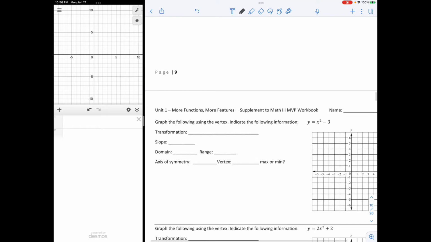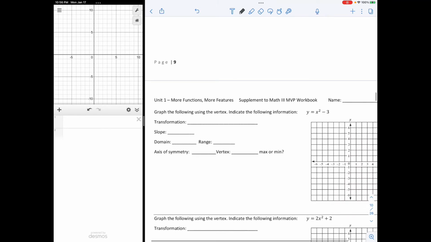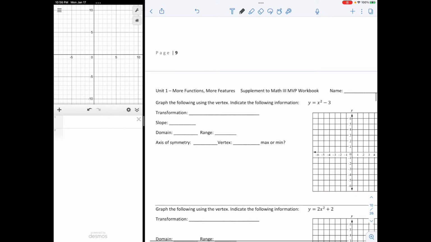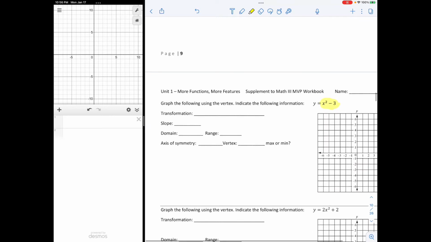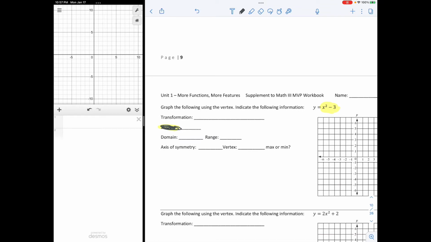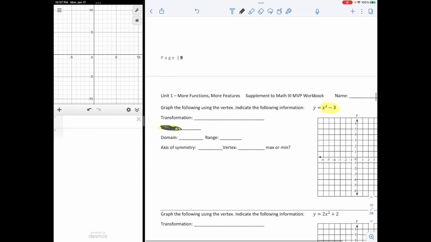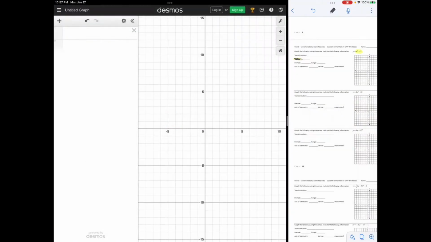I'm going to graph the parent function in Desmos and then graph the transform function, which I'm giving you here, and we're going to see how it moves. Okay? I had intended to get rid of that word slope, so just ignore that. It's quadratic. It doesn't have a slope. Okay, so let's start by graphing the parent function, which is y equals x squared.